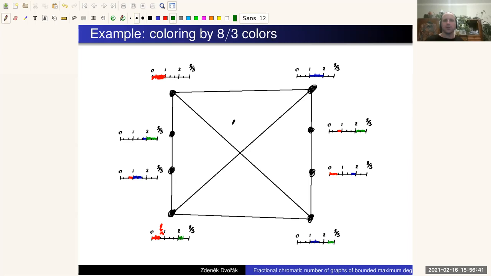And so you see that to everyone I am assigning intervals of total length 1. And if I was careful enough, then on the adjacent vertices, the intervals should be disjoint. You should probably imagine that the intervals are open, so they don't even intersect at the endpoints. Okay. And so now, of course, it's natural to ask whether you cannot color it using a smaller number of colors.